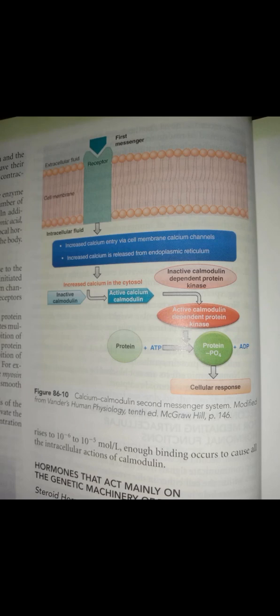Then next, hormones that act mainly on the genetic machinery of the cell. Steroid hormones increase protein synthesis.